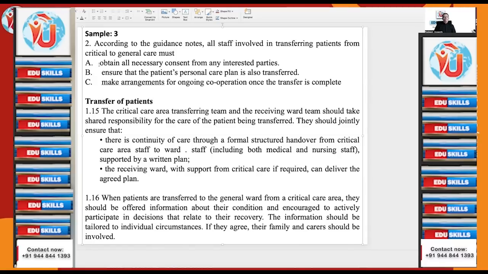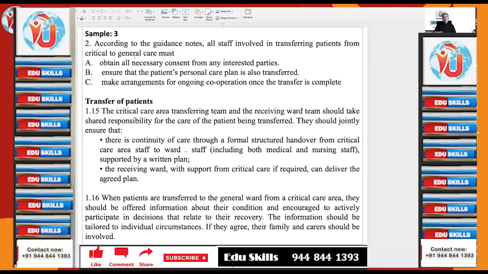Into the question now. According to the guidance notes, all staff involved in transferring patients from critical to general care must. So how do you analyze this? What is important here? Hedging words. All staff. They are supposed to do something, right? Who is supposed to do what? All staff. Do what? Transferring people.